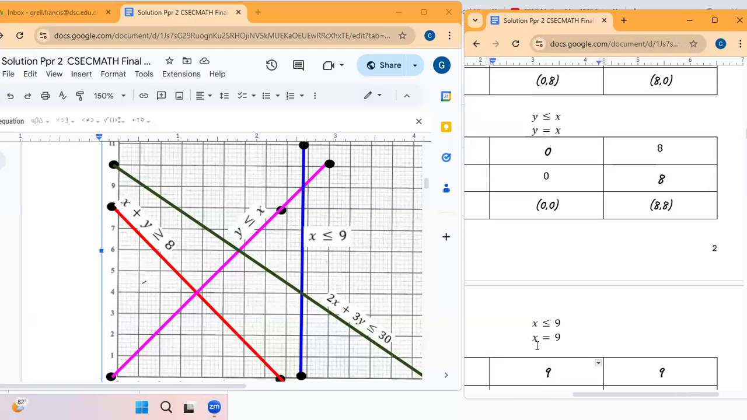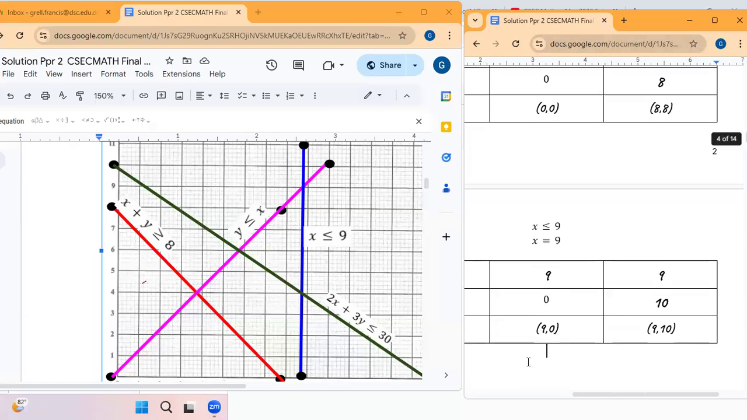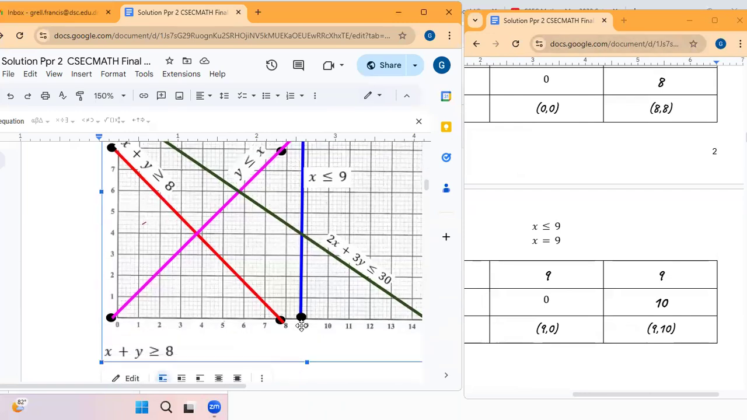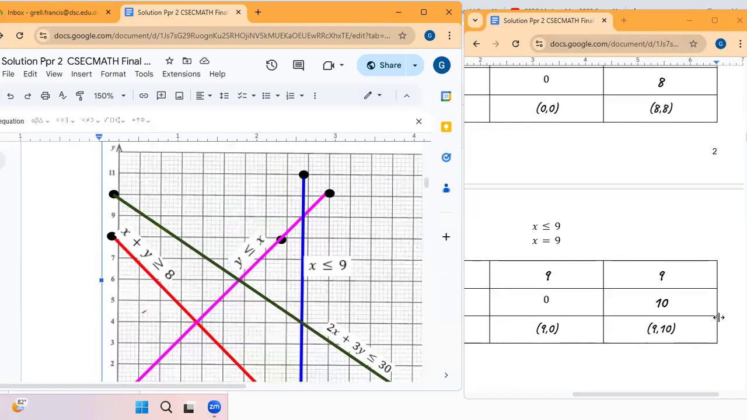x is less than or equal to 9. So the points were (9, 0). Here is (9, 0), because on the x-axis you have (9, 0) and (9, 10), or (9, 11). It doesn't really matter. Once x remains 9, that's the most important thing.